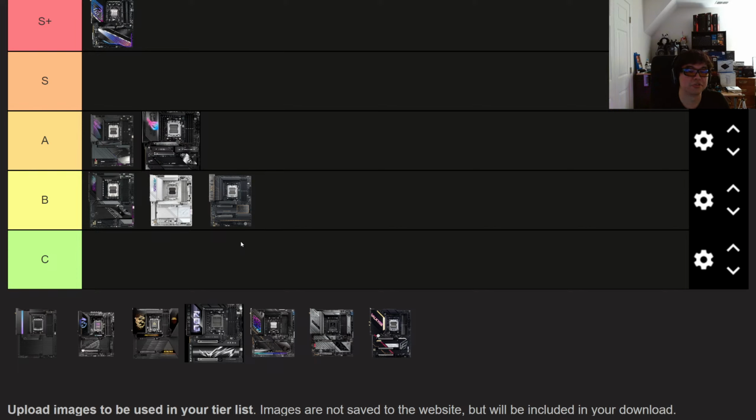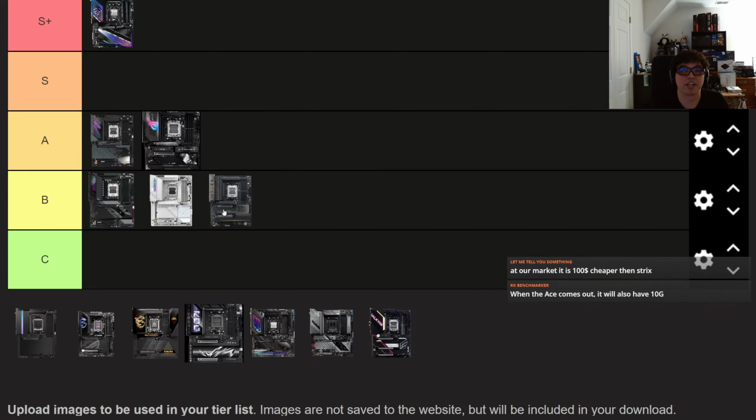The other thing too is the Strix. So okay, let's rephrase this, guys. Which of these two Asus boards would you rather get? The E-E Strix or the ProArt? Both of them are almost the exact same price. The ProArt comes in at $20 less than the Strix.